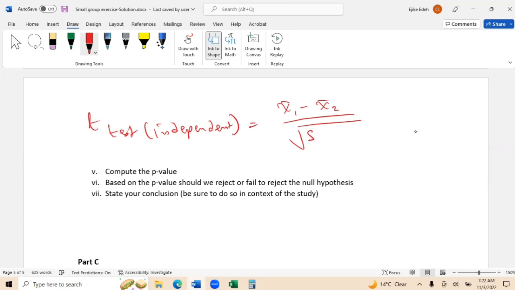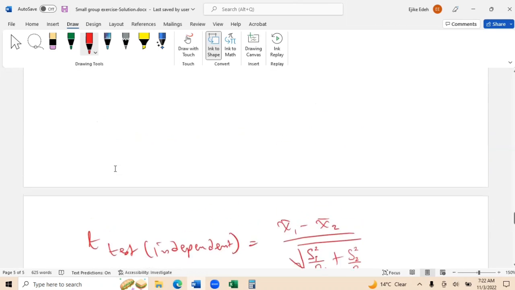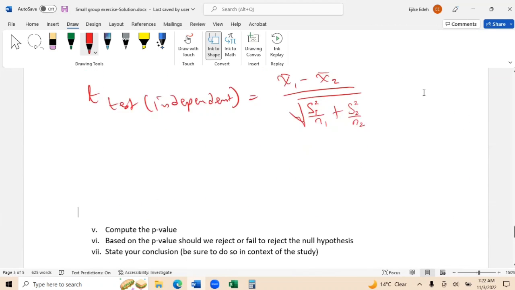the square of the group 1 standard deviation divided by the sample size for group 1, plus the square of the standard deviation for group 2 divided by the sample size for group 2. So this is our t-test formula written in simple form. But remember, group 1 for us is those whose right eye was covered, and group 2 is those with the left eye covered. So if we have all that picked up, I think I can paste it here.